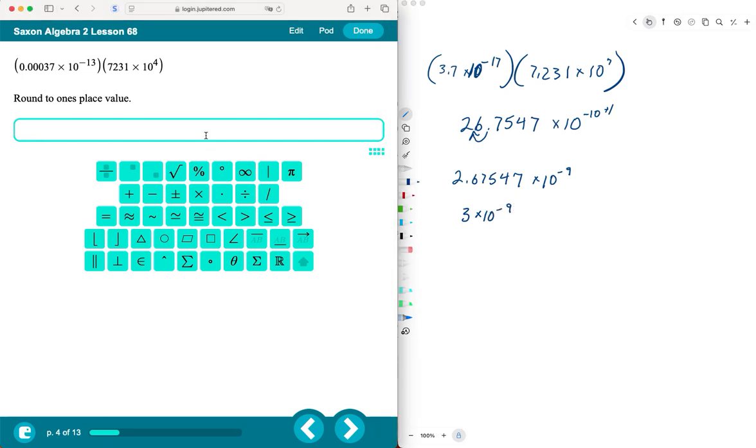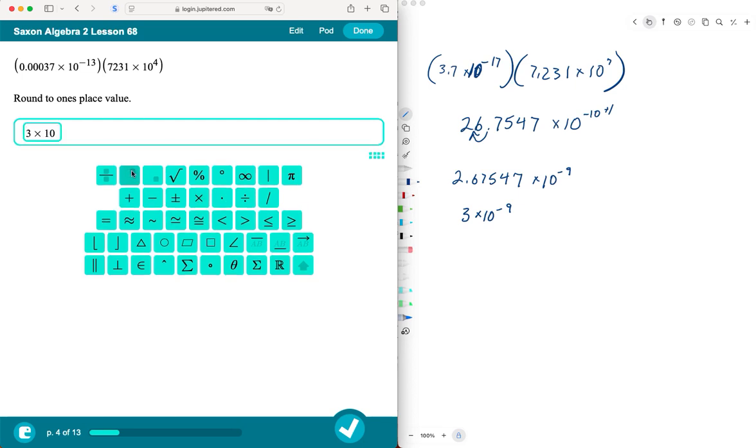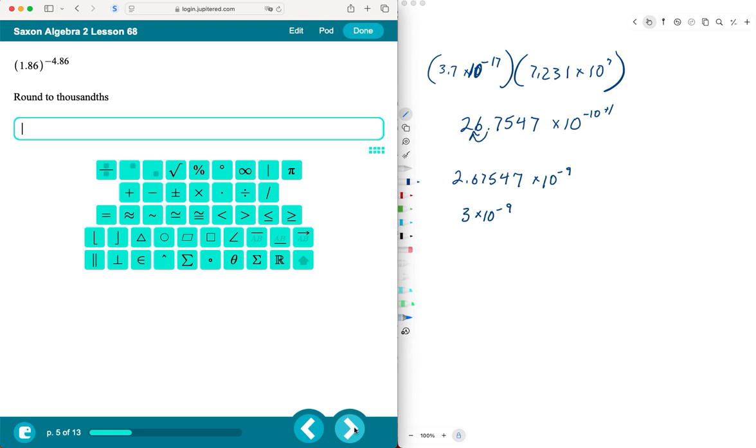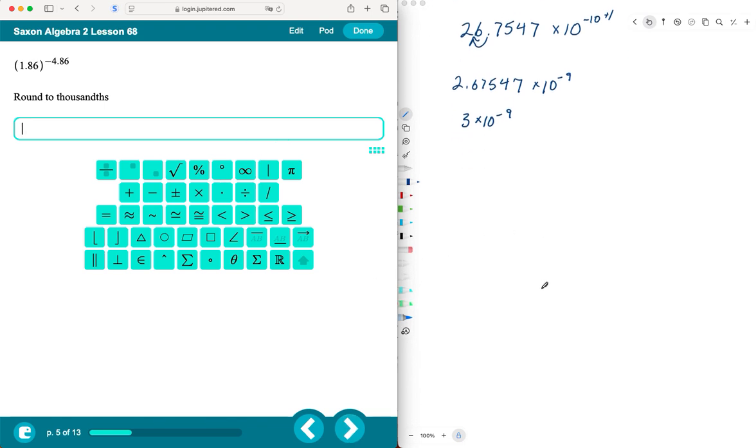And I believe we can check that out. 3 times 10 to the negative 9. And that's correct.